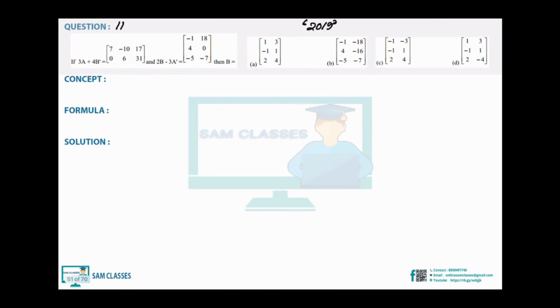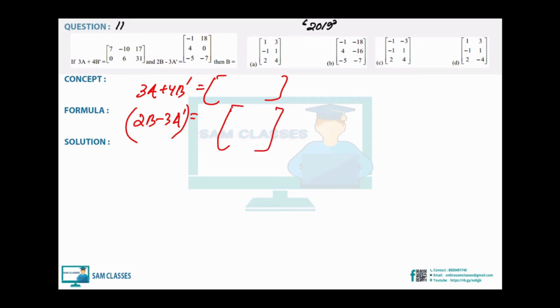Now see this question, students, very important. They have given us (3A + 4B)' is equal to some value, and (2B - 3A)' is equal to some value. Now, if you see this, the other one is in column form, so you have to transpose it. The moment you transpose, what you will get? 2B' - 3A' is equal to, this whole thing transposed: minus 1, 4 and minus 5, and 18, 0 and minus 7.